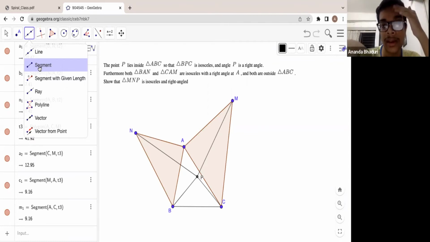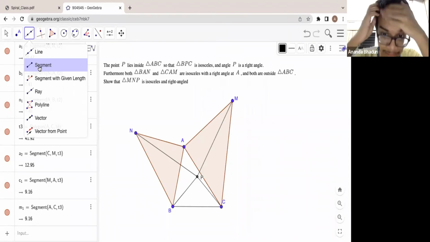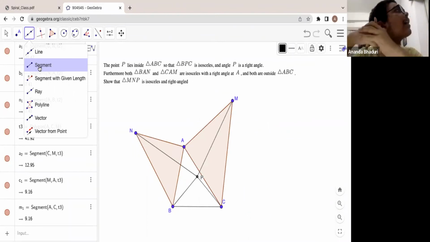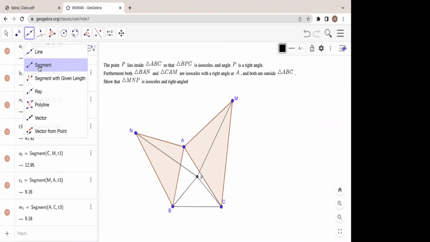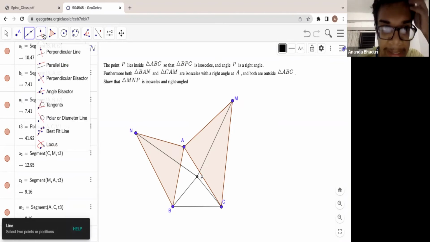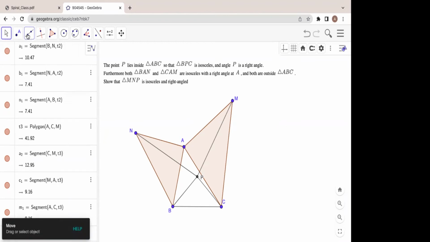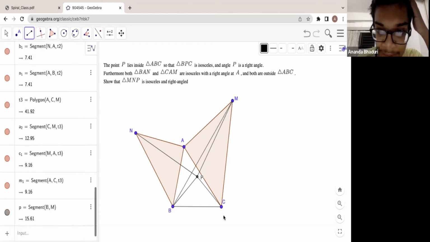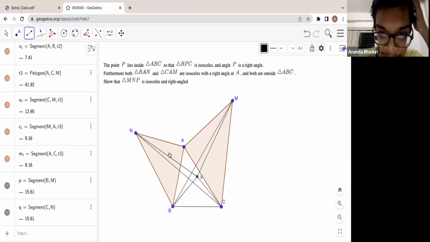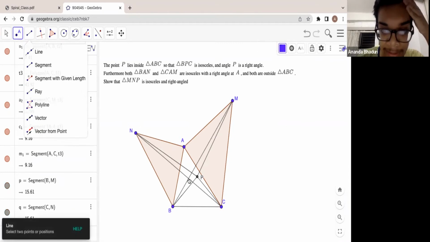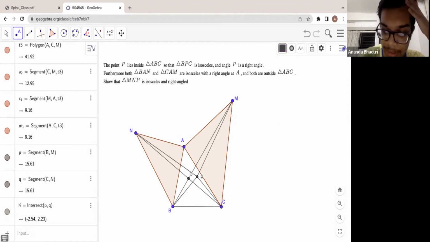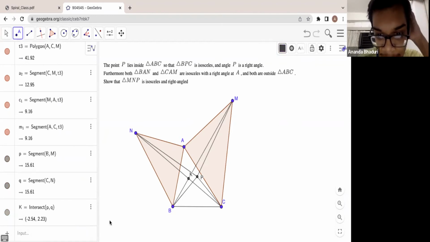Because, okay, you can see ABN is similar to ACM, and ABN and ACM are both anti-clockwise. Maybe BM intersection CN. Right. So BM intersection CN. Let's call that K. Right?